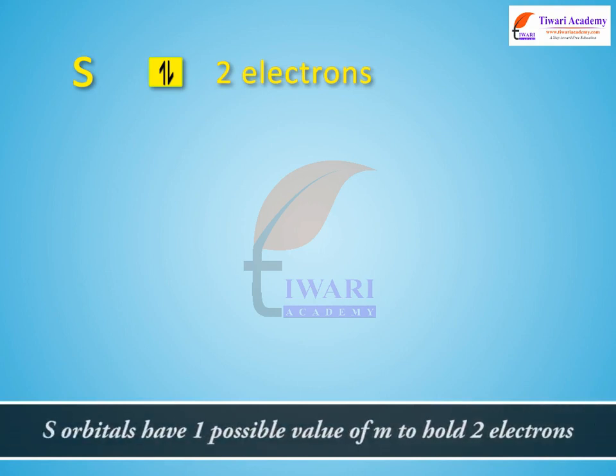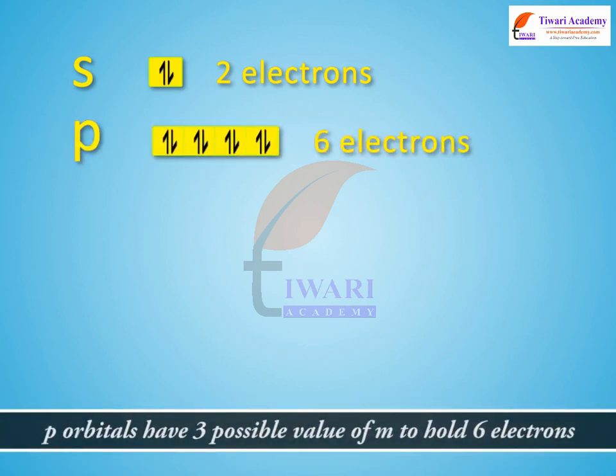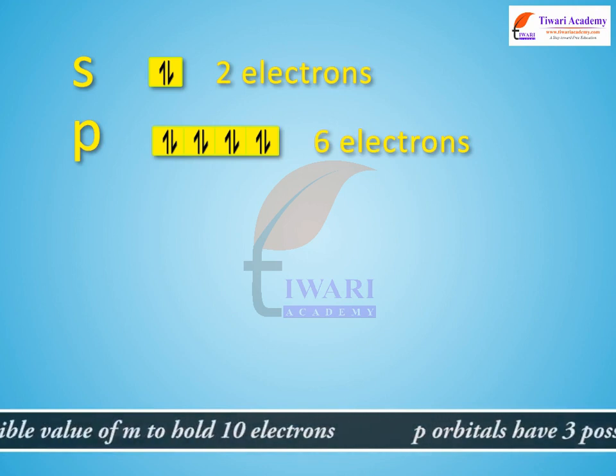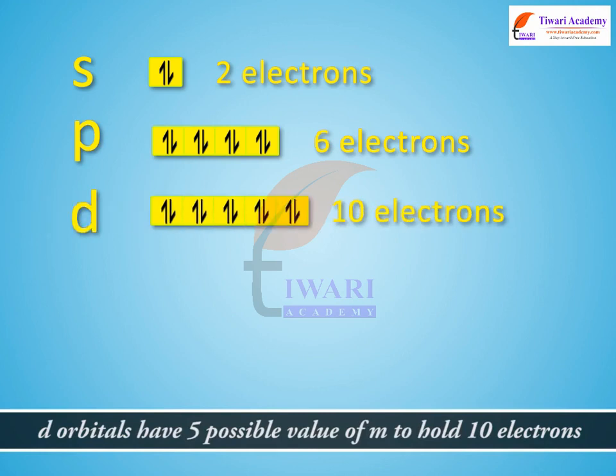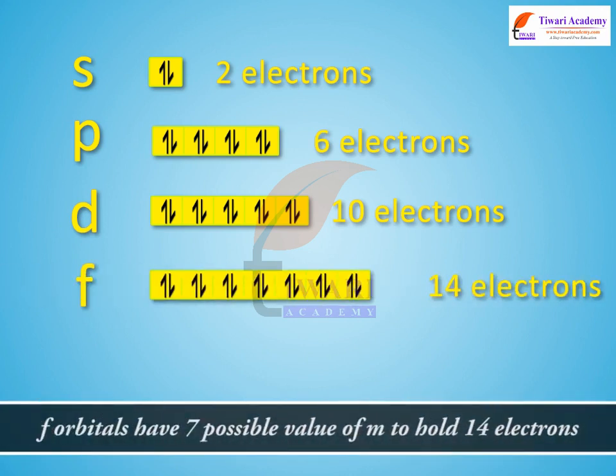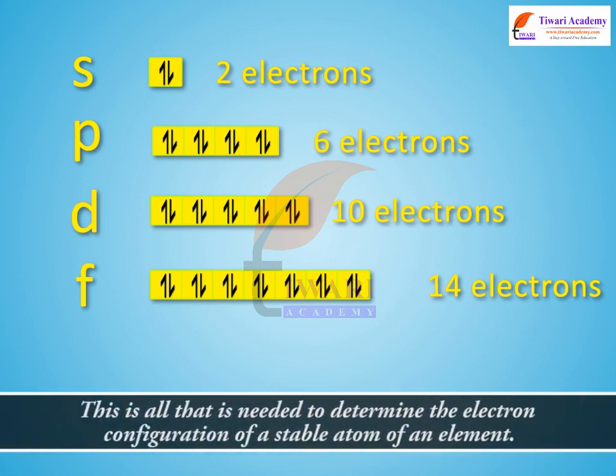S orbitals have one possible value of m to hold 2 electrons. P orbitals have 3 possible values of m to hold 6 electrons. D orbitals have 5 possible values of m to hold 10 electrons. F orbitals have 7 possible values of m to hold 14 electrons. This is all that is needed to determine the electron configuration of a stable atom of an element.